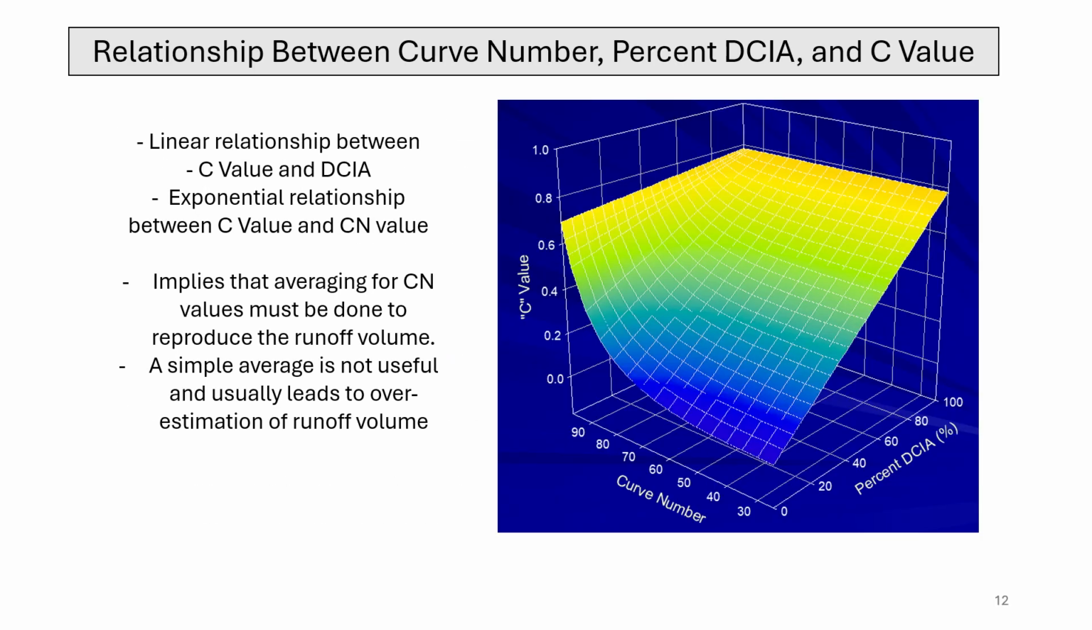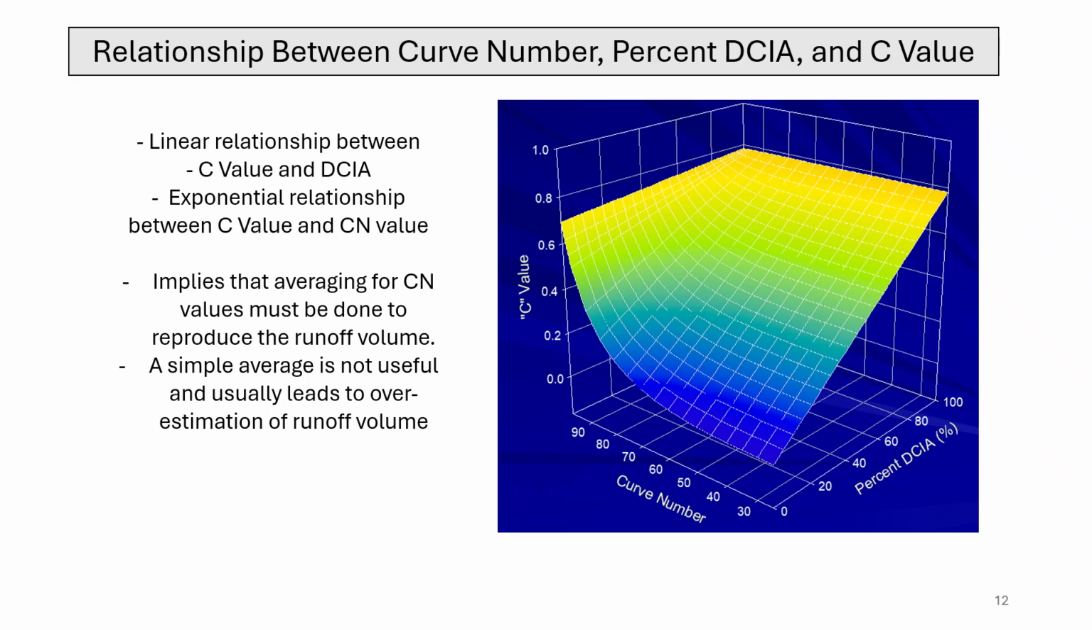Here we examine the crucial relationships between the runoff volume fraction, often referred to as the C value, and two key hydrological parameters: the percent directly connected impervious area, or DCIA, and the curve number, CN. The C value exhibits a linear relationship with the DCIA. This means that as the directly connected impervious area increases, the runoff volume fraction increases proportionally. However, the relationship between the C value and the curve number is exponential, making it nonlinear.